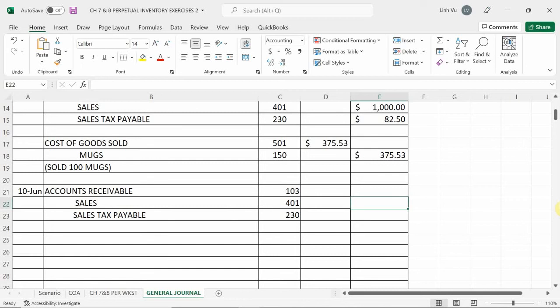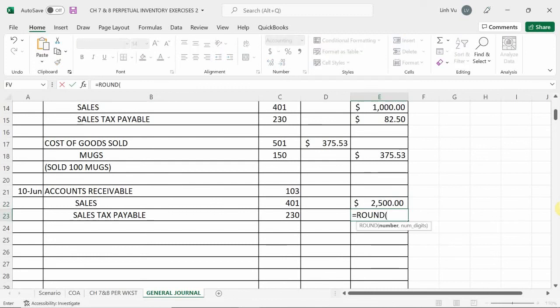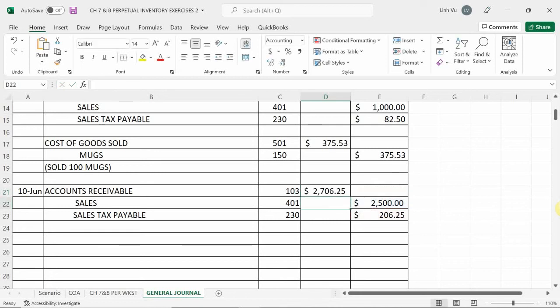Okay, so in this case, how much sales did I sell to customer A if I sold 250 mugs at $10 each? So before tax is 2,500. Okay, and then how much tax did I charge customer A? 206.25. Okay, so therefore, in grand total, customer A owes me $2,706.25. Okay.